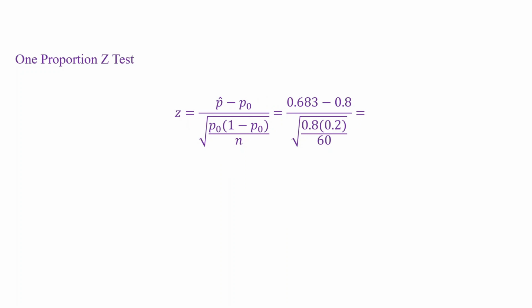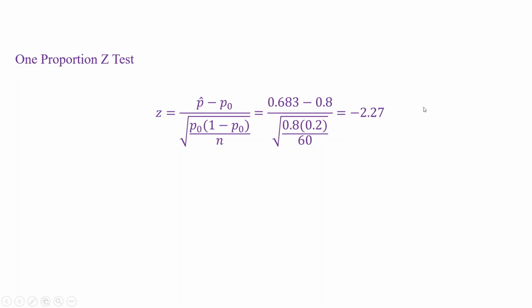And we're going to plug in our values. Okay, our p hat value of 0.683, our p naught value of 0.8, and then we put that in our denominator 0.8, 0.2, and then our n value of 60. So I show those values plugged into my formula. You don't have to show any algebra on your paper, but by all means do it if you want to write down your algebra. But you find your Z test statistic. And I got negative 2.27.